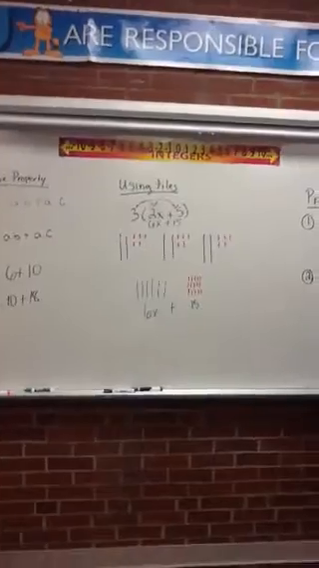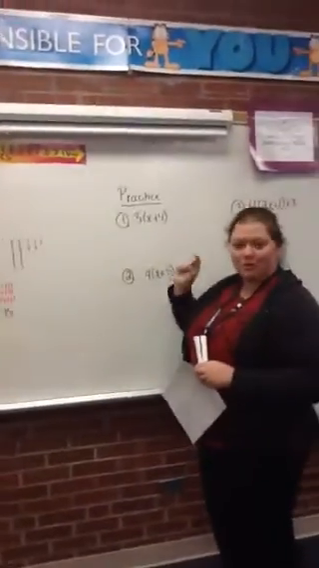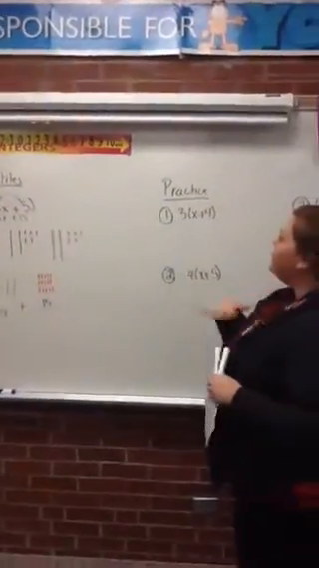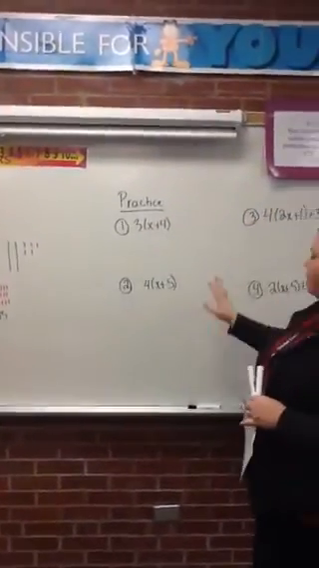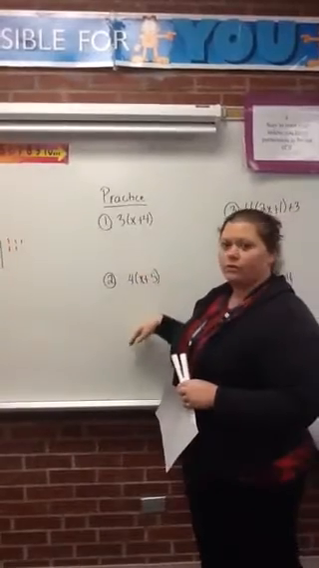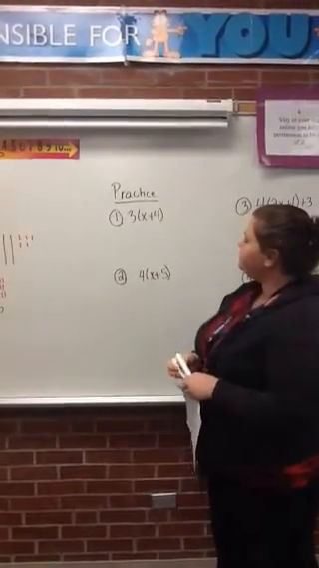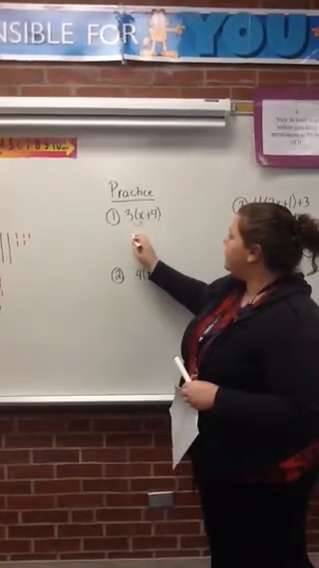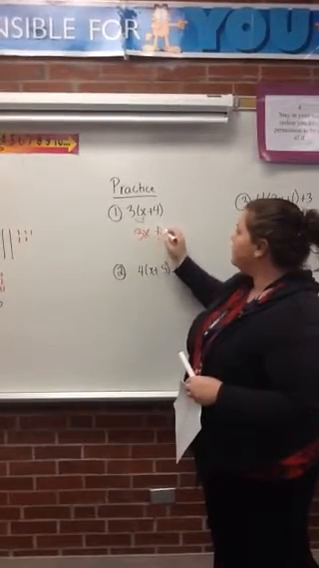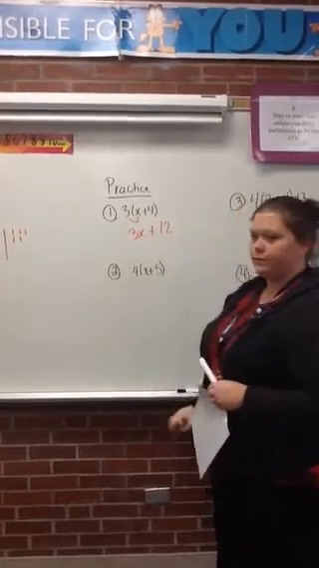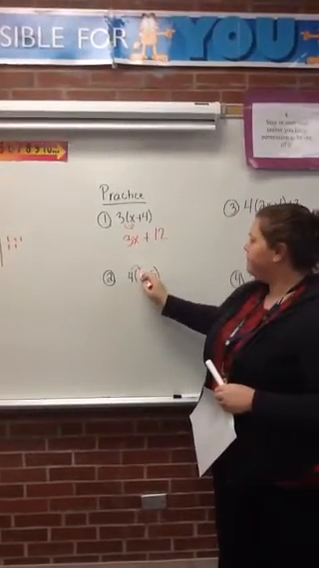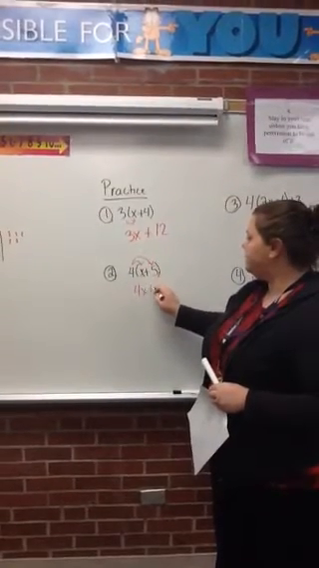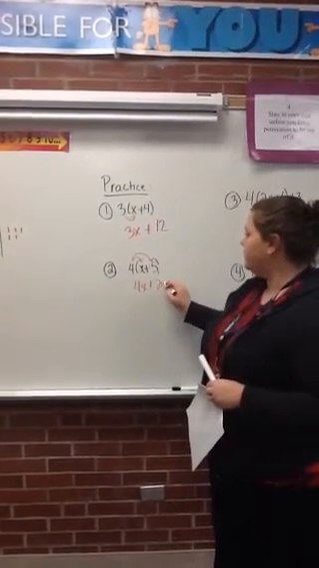And practice. I hope you caught that on your paper instead of writing down what I wrote down. You need to work these 5 problems, and I will show you the answers. So 3 times x is 3x plus 12. 4x plus 20.